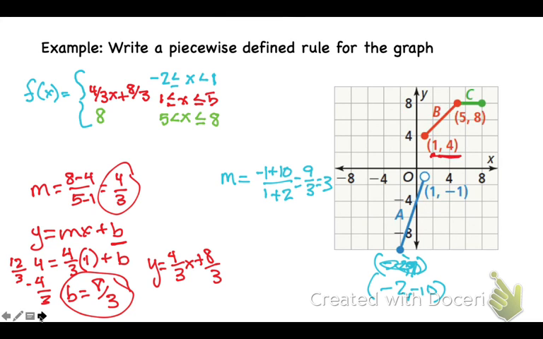So pick a point. -1, -1, or -2, -10. Negative 1, 1, negative 1. Okay, so I'm plugging it in here. What's y? Negative 1. -1 equals, what's m? 3. 3 times 1 plus b. So -1 equals 3 plus b. So b equals what? Negative 4.